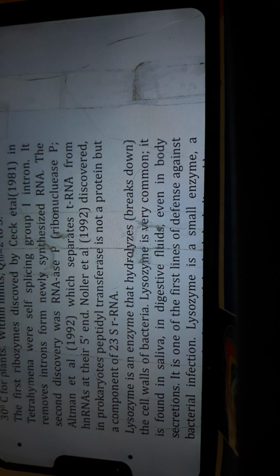The first ribozyme was discovered by Cech et al. in '81 in Tetrahymena; it was a self-splicing group 1 intron. It removes introns from newly synthesized RNA. The second discovery was RNase P, ribonuclease P, by Altman et al. in '92, which separates tRNA from the precursor RNA at the 5' end. Noller et al. in '92 discovered that the prokaryotes' peptidyl transferase is not a protein but a component of 23S RNA. These are all questions that come for the MCQ.